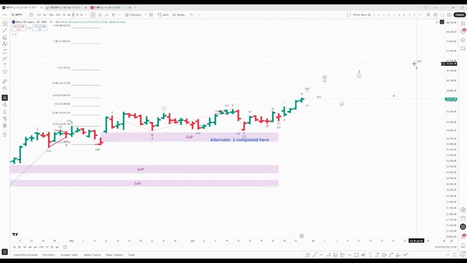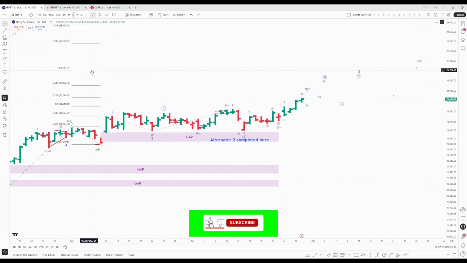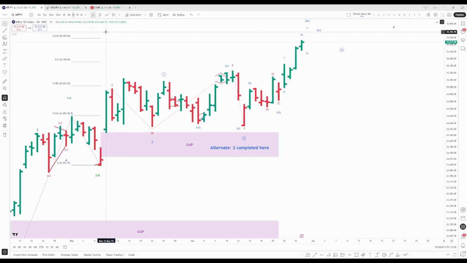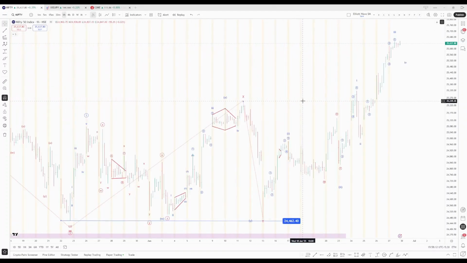We remain in an uptrend towards 26,781, and there is obviously a possibility that equality is just one level that we watch out for. It could always extend. It could become 1.618 times, that is 28,539, but let's not go into that. Let's take it level by level. So first level is 26,781, right? And let's now go to hourly, right?